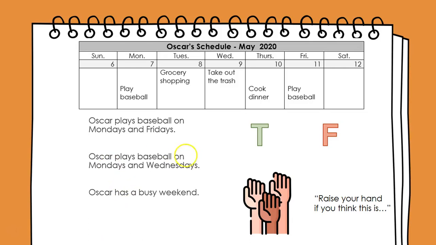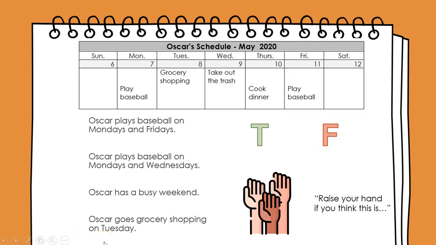Next, Oscar has a busy weekend. A busy weekend. First you have to know what days are the weekend. Saturday and Sunday are usually considered the weekend. And we have to know what busy means. What is busy? Busy means you have a lot of things to do. You don't have any time just to yourself. But there's nothing on Oscar's schedule. So Oscar has a busy weekend. We can say that is false. Next, Oscar goes grocery shopping on Tuesday. And this should be pretty simple. You can figure out the answer for yourself.